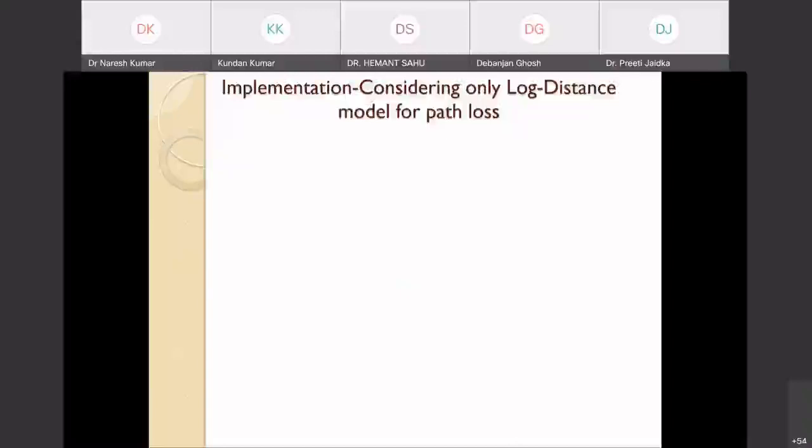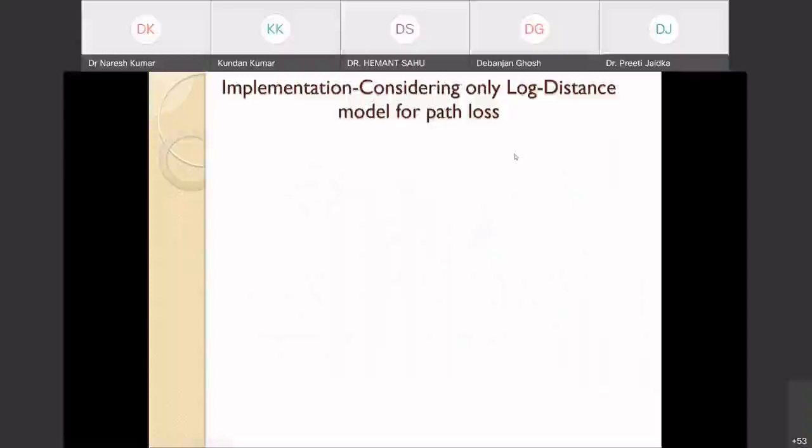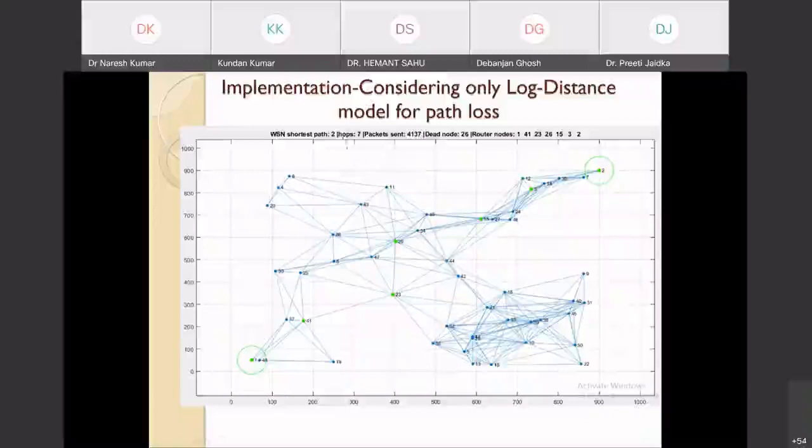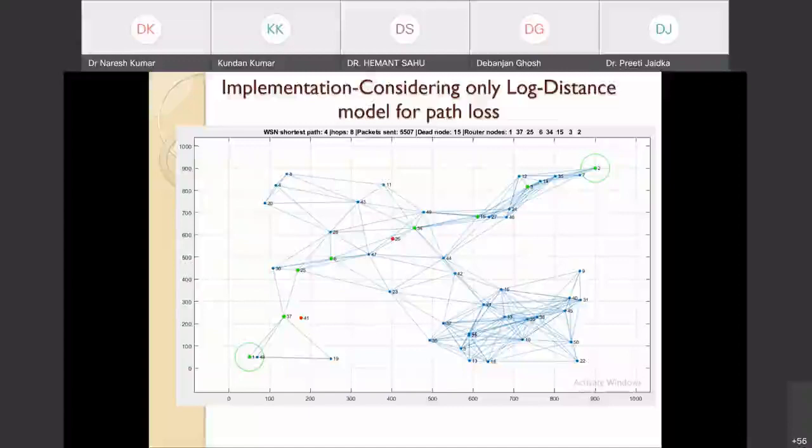So this is for 50 nodes, and 1, 2, 2 is source to sink, and average nodes that is 250. Then you can say the shortest path with 7 hops was 241 to 23. So that was calculated based on that formula. And that node is 26, which will be reflected in the next, being considered randomly. Then the next dead node will be 41, and using the iteration the number of hops is 7, from 1 to 41 to 23 to 44 like that. So from there the number of hops is 8.